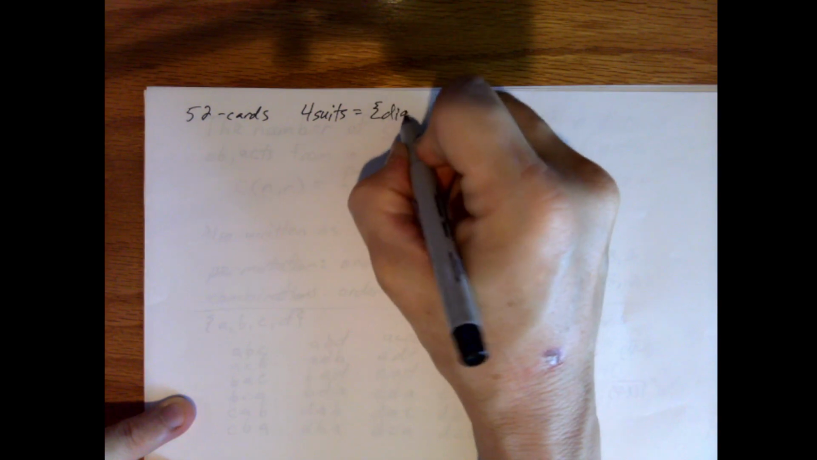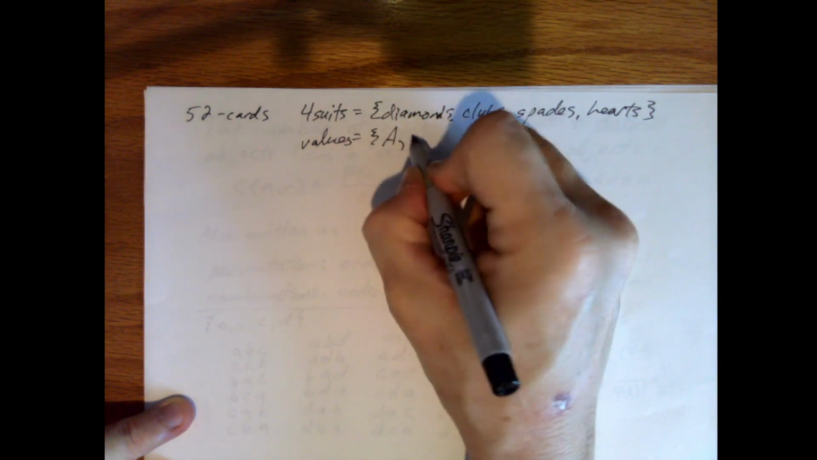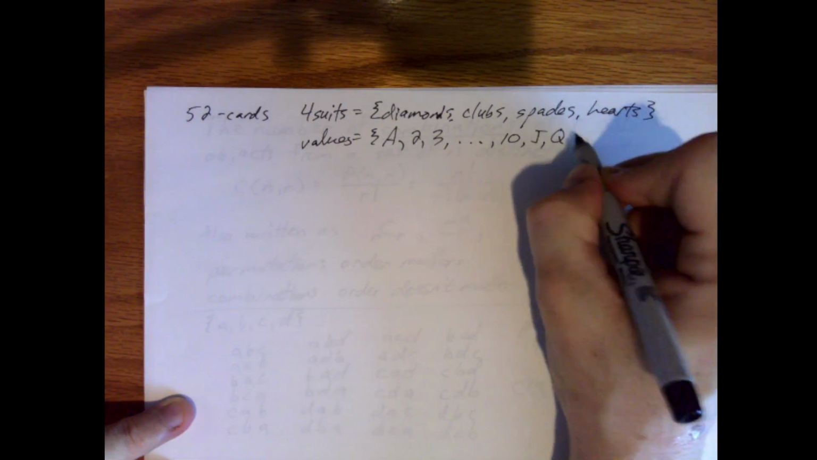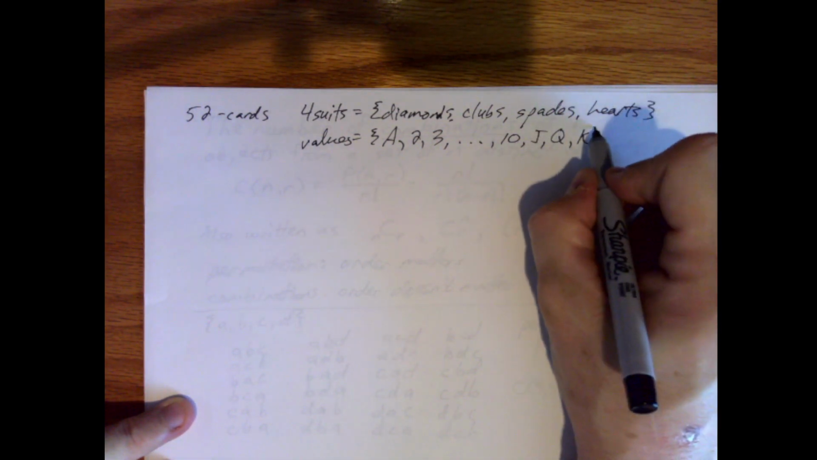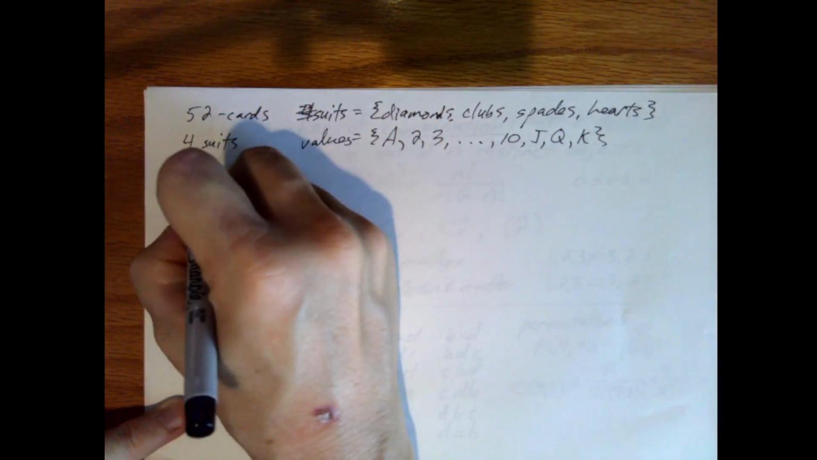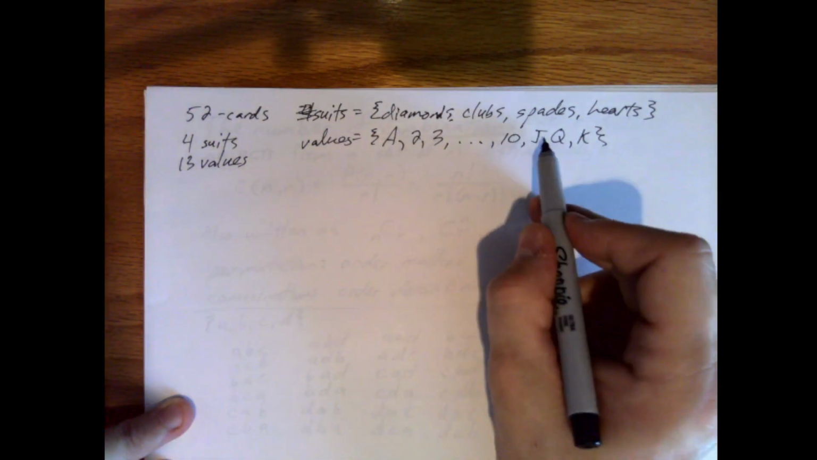So we have diamonds, clubs, spades, and hearts. And the values are ace, 2, 3, ... 10, jack, queen, and king. So these are the suits. So we end up with 4 suits, and we have 13 values within a suit. That's what we have here. Ace, like 1, 2, 3, ... 10, 11, 12, 13. Right?